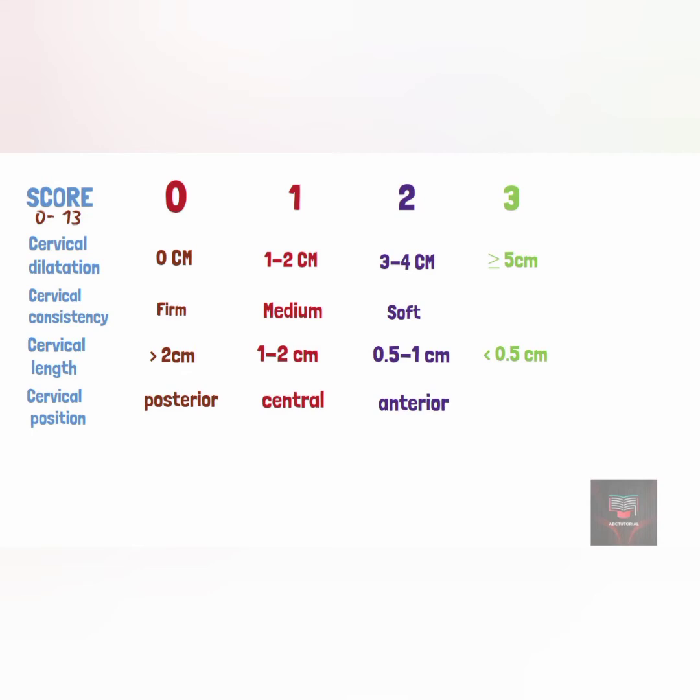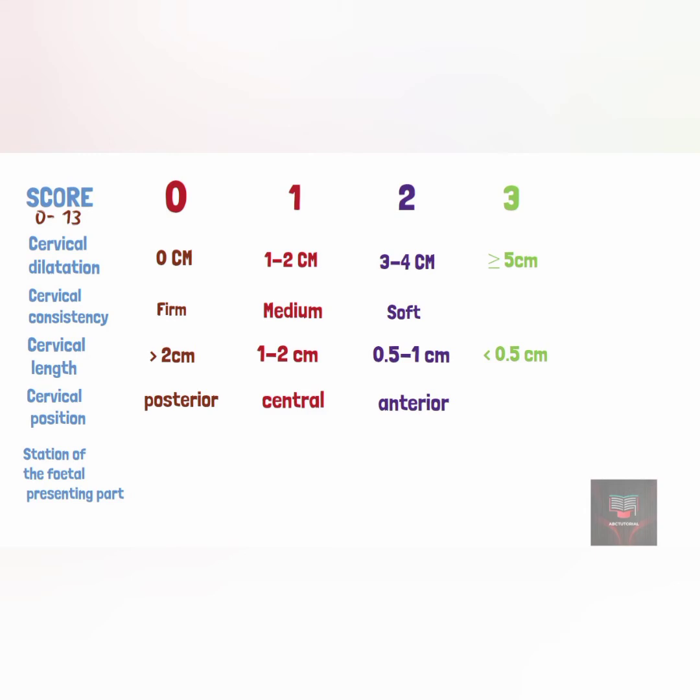The last parameter measured is the fetal parameter. The previous 4 parameters described above are referred to as the cervical parameters or the maternal parameters, while this last parameter is referred to as the fetal parameter, and it is known as the station of the fetal presenting part. Station is the relationship between the fetal presenting part and the maternal ischial spine. If the fetal presenting part is above the maternal ischial spine, it is said to have a negative value. And if the station is below the maternal ischial spine, it is given a positive value.